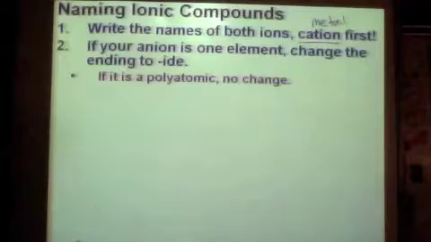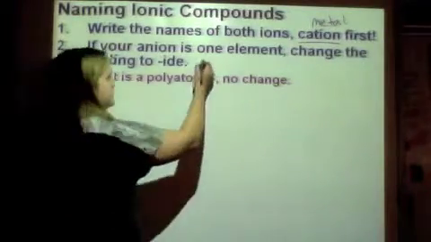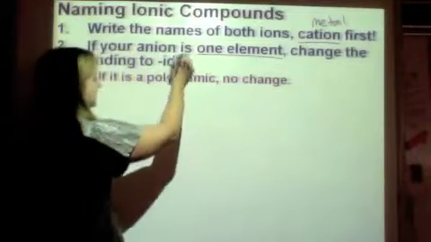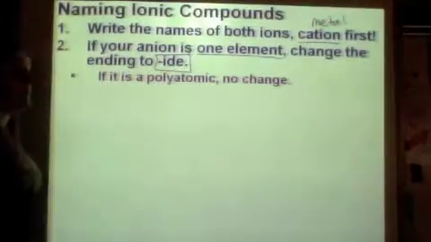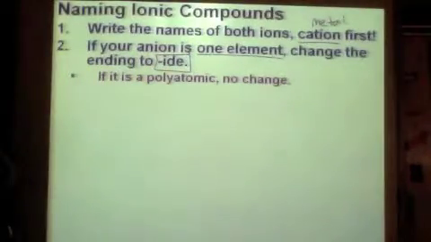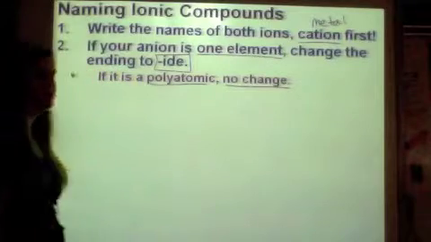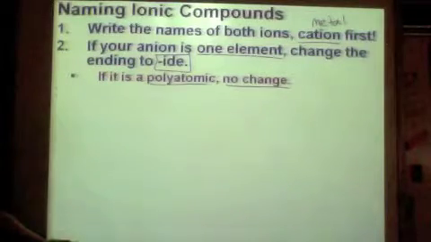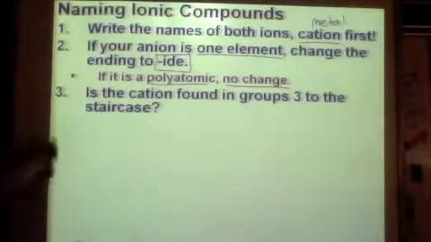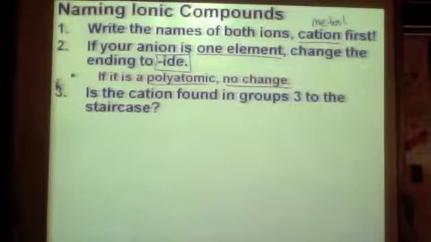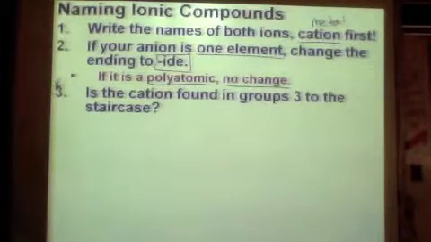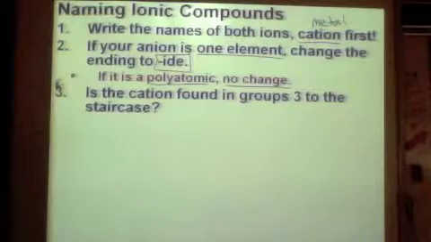If your anion is one element, change the ending to IDE. So chlorine becomes chloride. If it is a polyatomic, no change. Do not change the name of a polyatomic. Now, step 3 is the hardest step. This comes with practice. The more you practice it, the easier it gets.